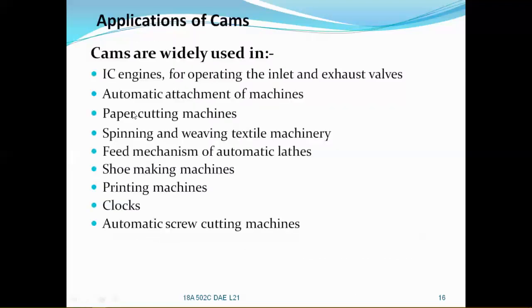So these are some of the applications: IC engines, automatic attachments of machines, paper cutting machines, spinning and weaving textile machinery, feed mechanism of automatic lathe, shoe making machines, printing machines, clocks, and automatic screw cutting machines are some of the examples which use this cam mechanism.